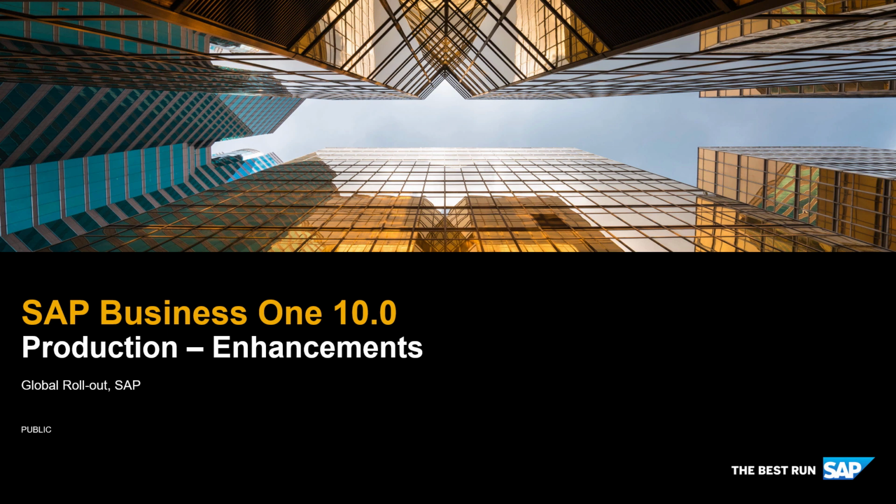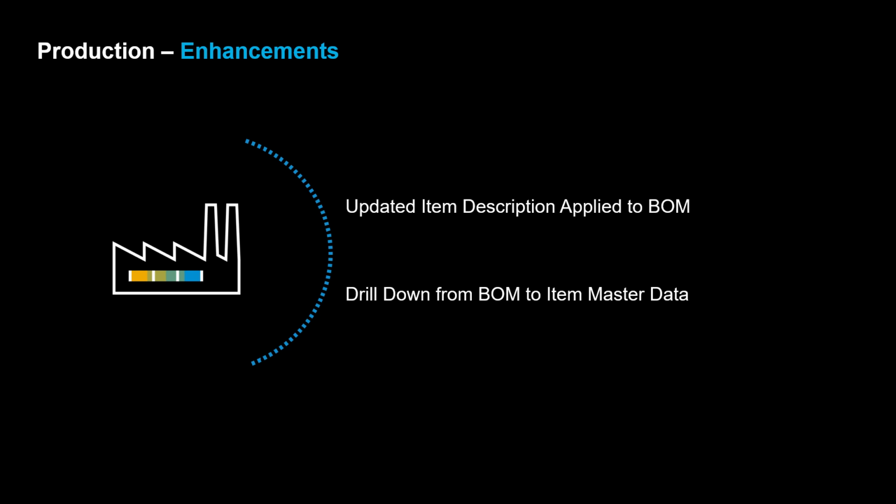SAP Business One 10.0 Production Enhancements. We would like to introduce a couple of enhancements in production: the possibility to apply the item description update to the bill of materials, and to drill down from bill of materials to item master data directly.